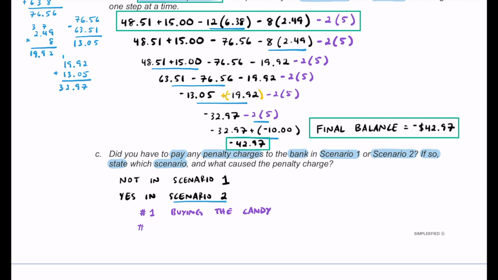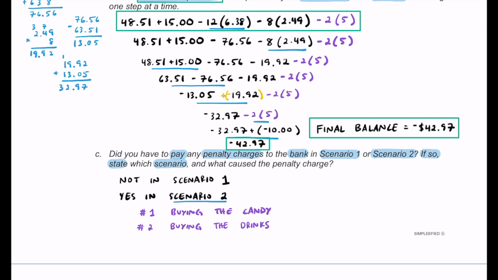And then the second time was when you bought the drinks, right? So buying the drinks when you were already below zero, that's what caused the second one to occur. So that's what's going to cause these 2 penalty charges of $5 each. 5 plus 5 is 10, so we pay $10 in penalties.